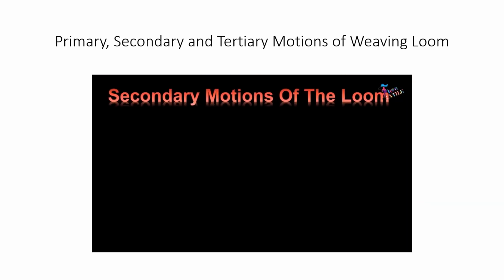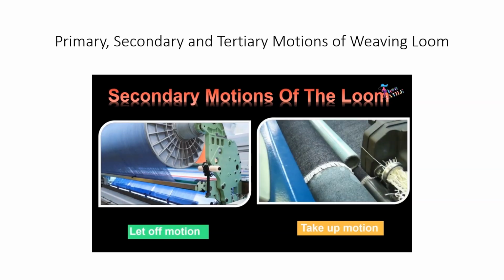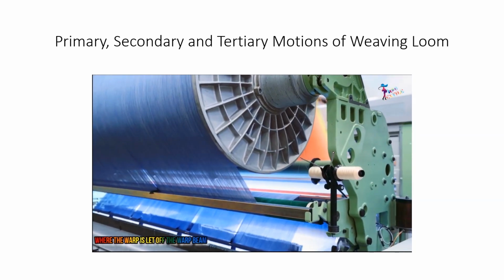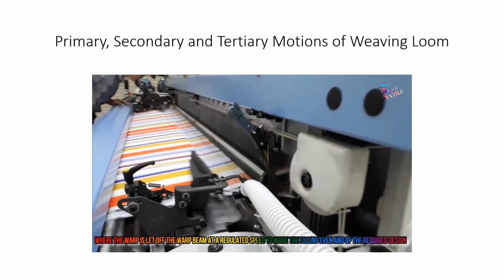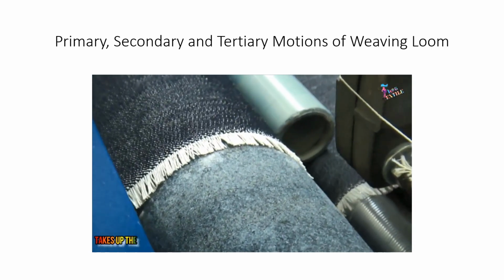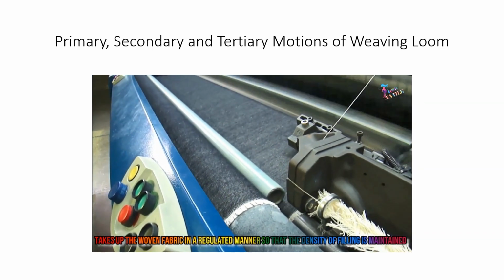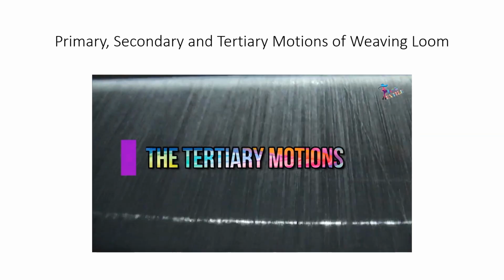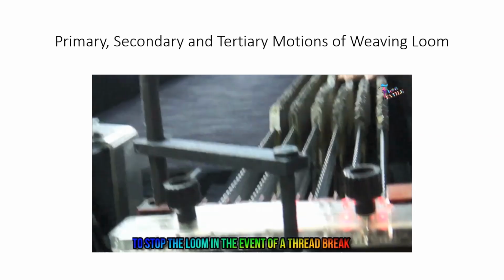The secondary motions of the loom are the let-off motion and the take-up motion. Let-off motion is where the warp is let off the warp beam at a regulated speed to make the filling even and of the required design. Take-up motion takes up the woven fabric in a regulated manner so that the density of filling is maintained. The tertiary motions of the loom are the stop motions, to stop the loom in the event of a thread break.